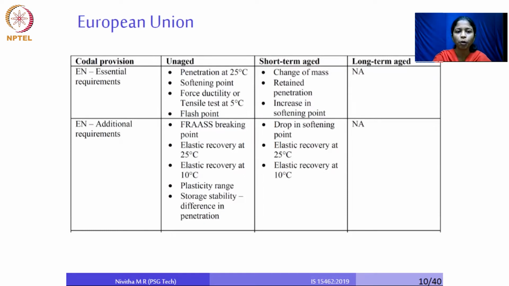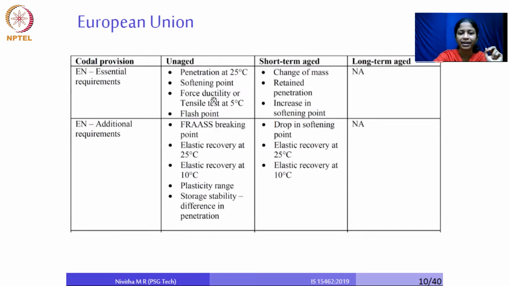Now let's look at the European Union specifications for modified bitumen. I have not shown you the code, but I have just summarized the parameters that are specified in this code. They essentially give you two tables: one is the essential requirement, and the other one is the additional requirement. So what are the parameters specified under unaged condition as essential requirement? Penetration at 25, softening point. They also have something called a force ductility test or a tensile test.